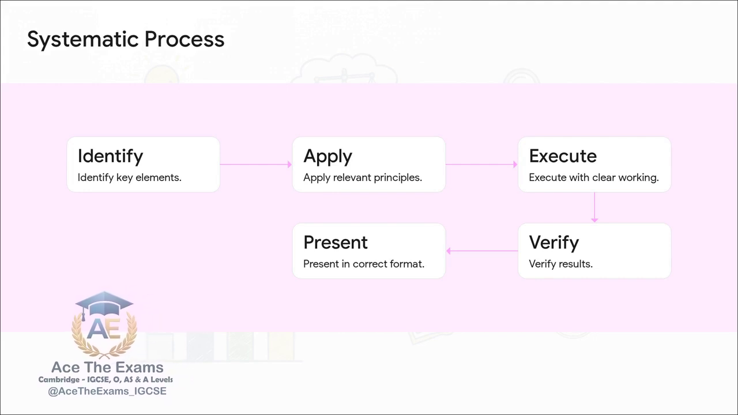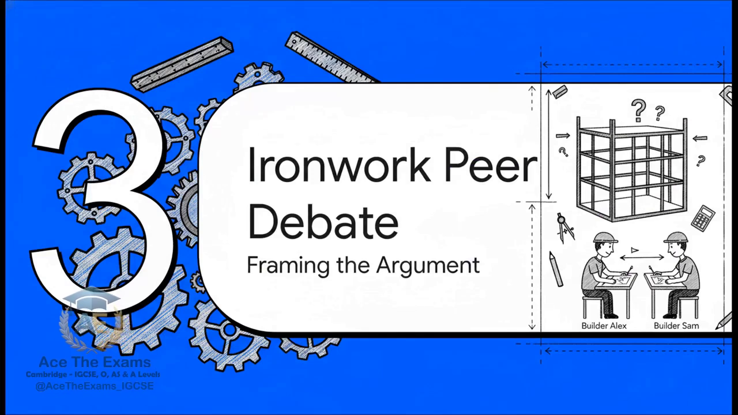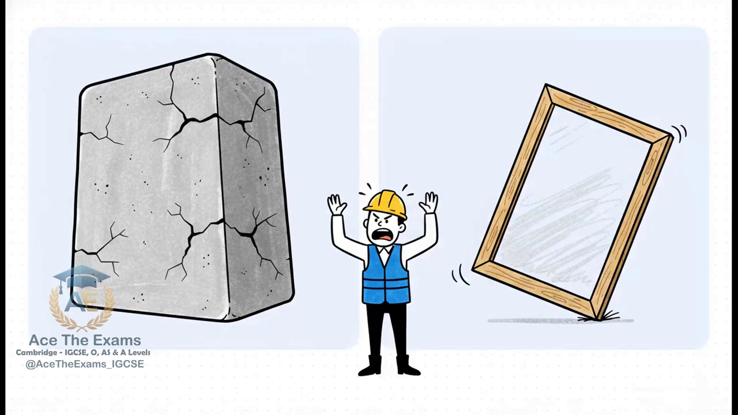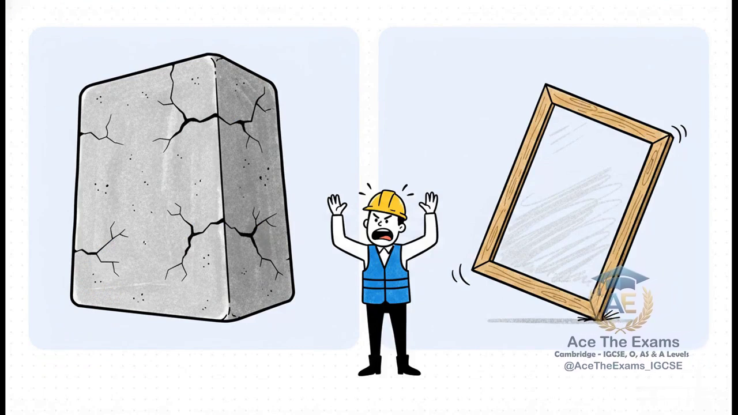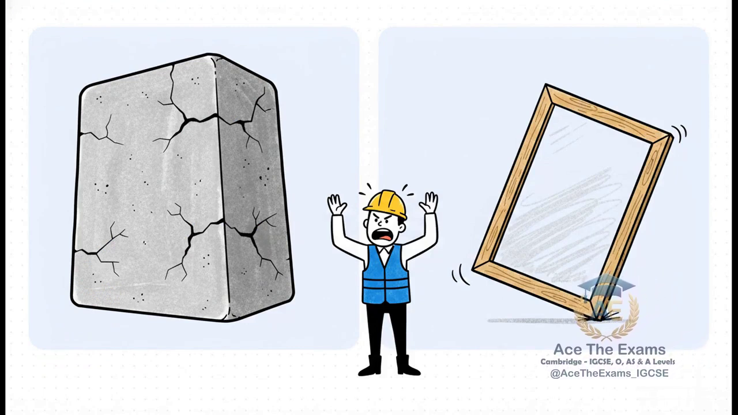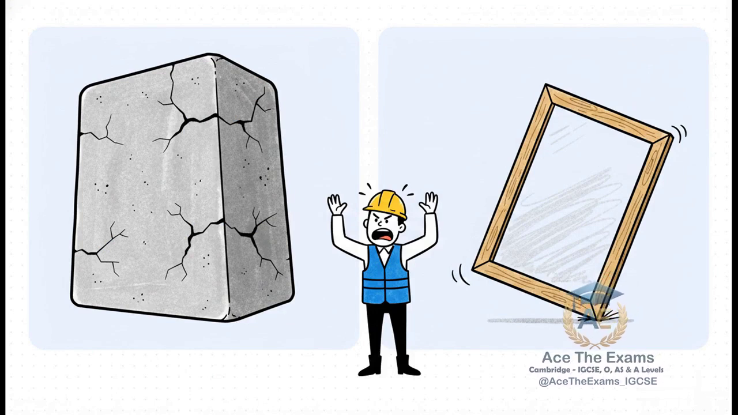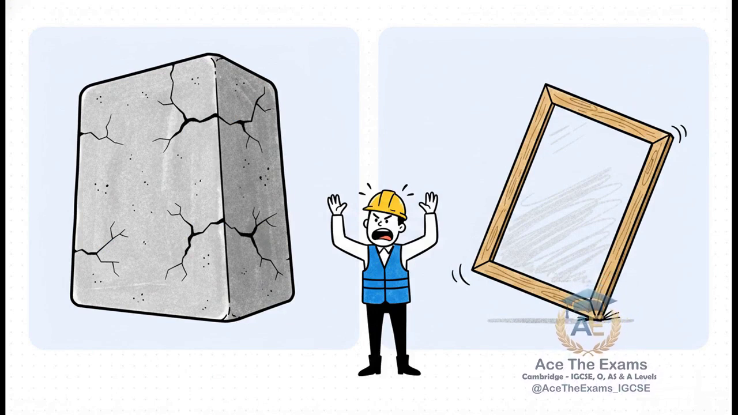All right, let's step into Phase 3, the ironwork peer debate, where we focus on framing the argument. Our 2 friends, Builder Alex and Builder Sam, are back at the drafting board. They're attempting to construct a model response block. They've done all their calculations, but now comes the hard part. They have to write the actual evaluative paragraph. Let's watch them clash over this.